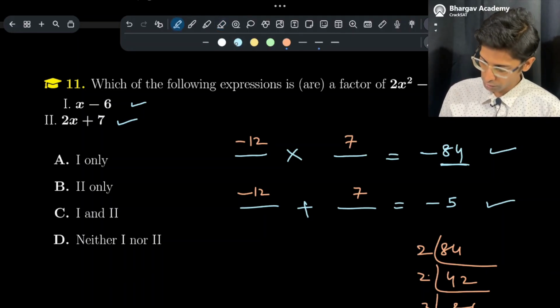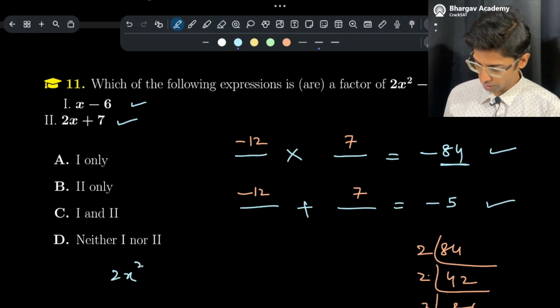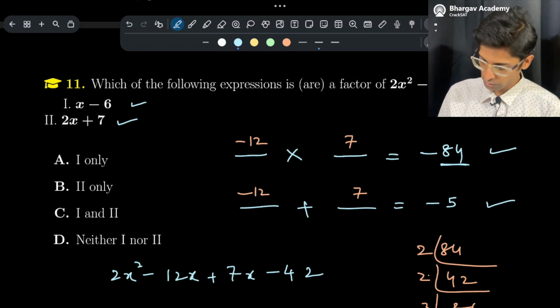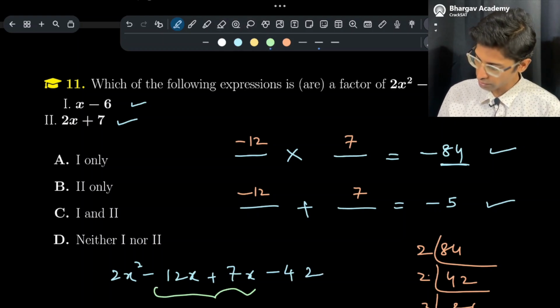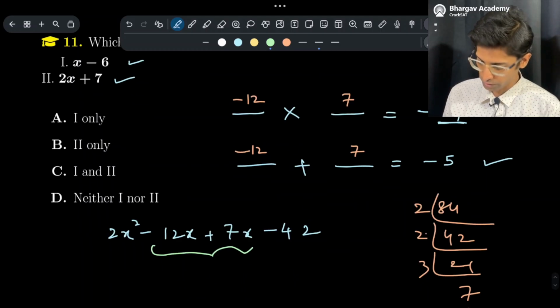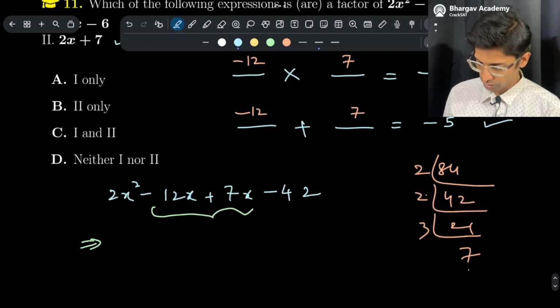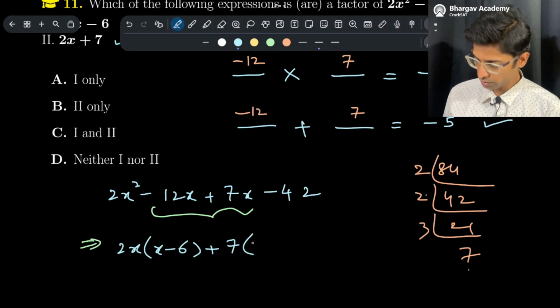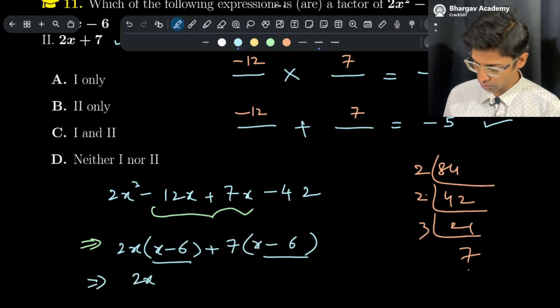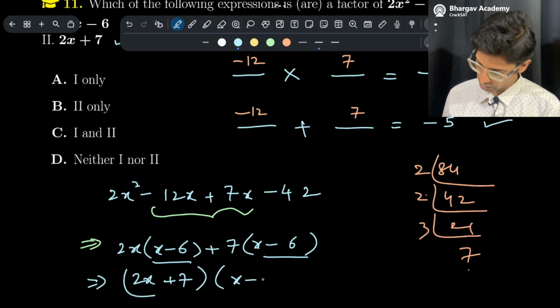let me write it down for you. 2x square minus 12x plus 7x minus 42. If you see carefully, minus 12x plus 7x is minus 5x. So that's how I have split the middle term. So this is 2x, if I take common, x minus 6. If I take 7 common, this is x minus 6. So I can again take x minus 6 common. So 2x plus 7 into x minus 6.